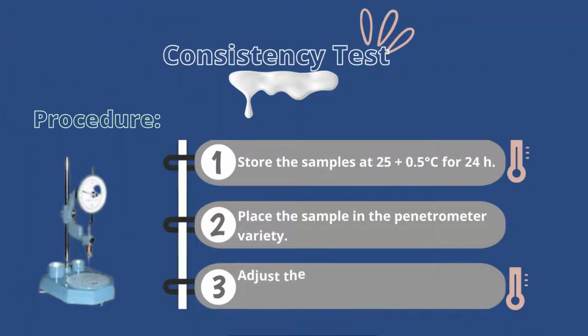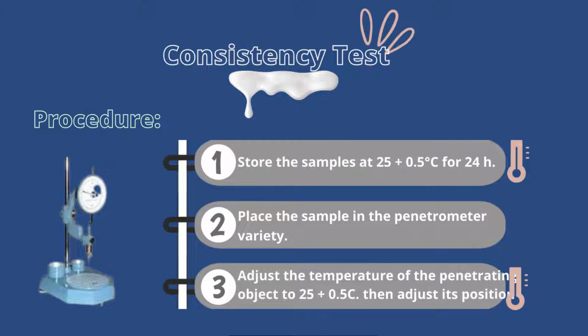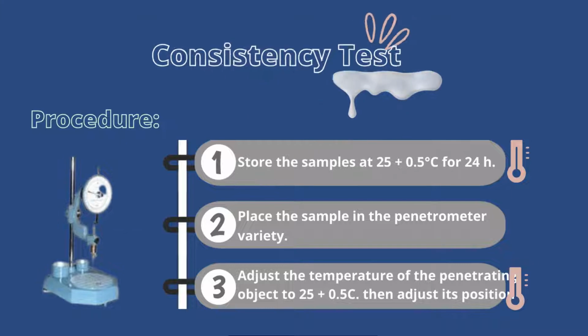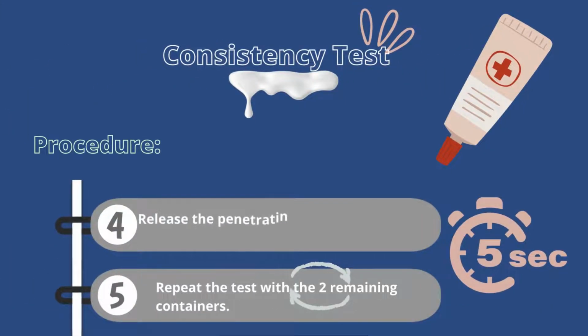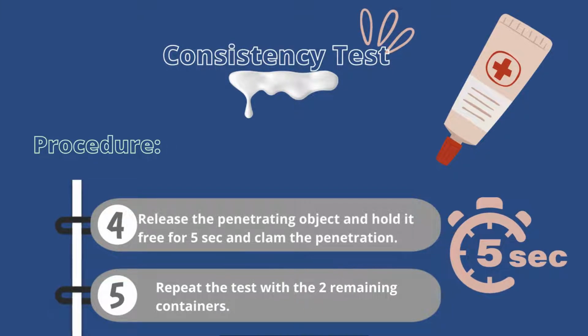The procedure. Store the samples at 25 plus or minus 0.5 degrees Celsius for 24 hours unless otherwise prescribed in the monograph. Place the sample in the penetrometer and make its surface perpendicular to the vertical axis of the penetrating object. Adjust the temperature of the penetrating object to 25 plus or minus 0.5 degrees Celsius, then adjust its position by making the tip touch the surface of the sample. Release the penetrating object and hold it free for 5 seconds and count the penetration. Repeat the test with the 2 remaining containers.